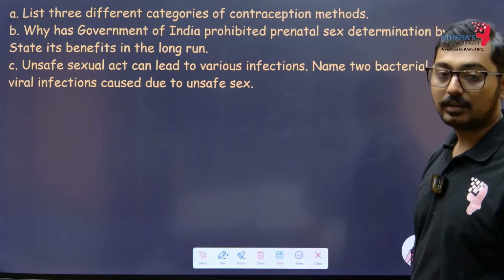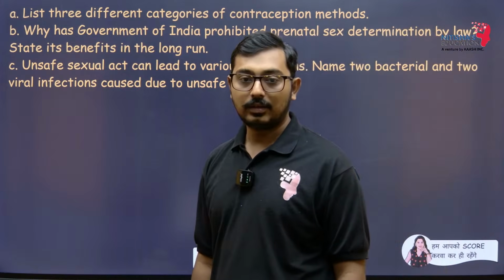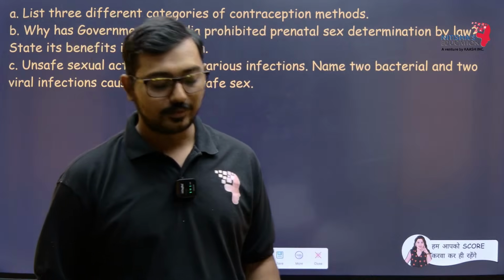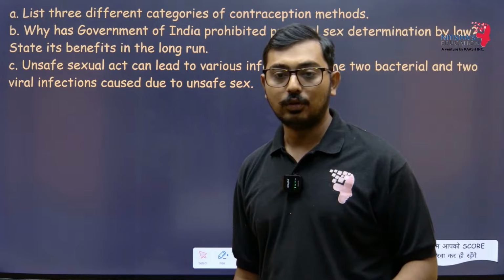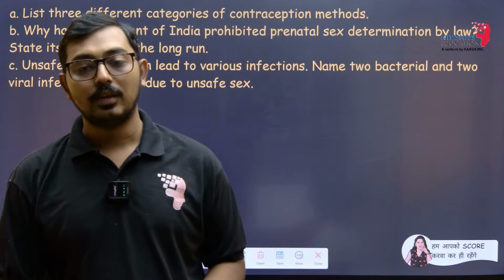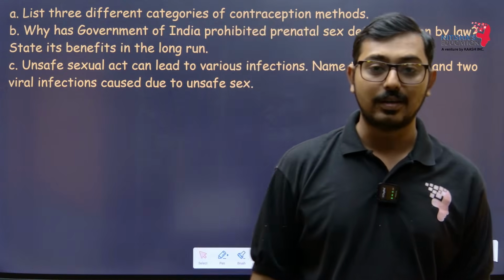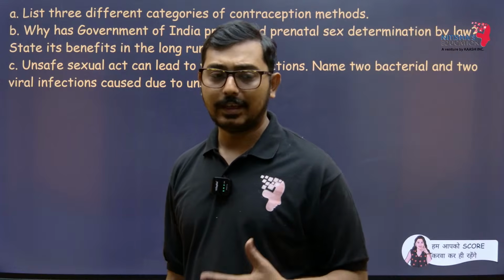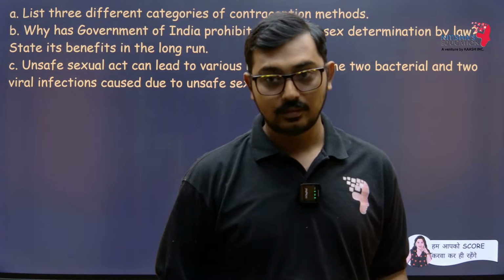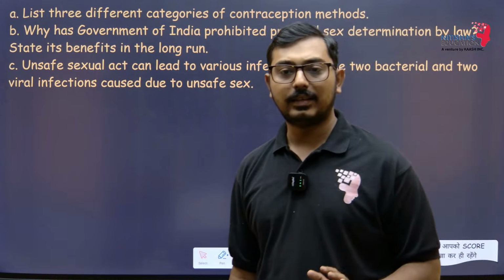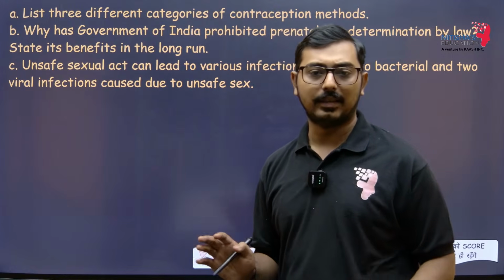List three different categories of contraceptive methods. Three different forms, or three different ways of contraception. First, the use of condoms would be the first contraceptive method. Then cervical caps used by women, or Copper T. These are the barrier methods, you can say.